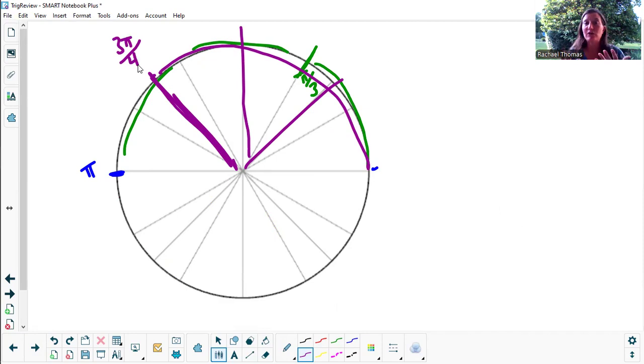So your best friend here in converting degrees to radians, or thinking about angles in radians, would be to just imagine the unit circle and ask yourself, what fraction of the top half am I looking at? I hope that you found that helpful.